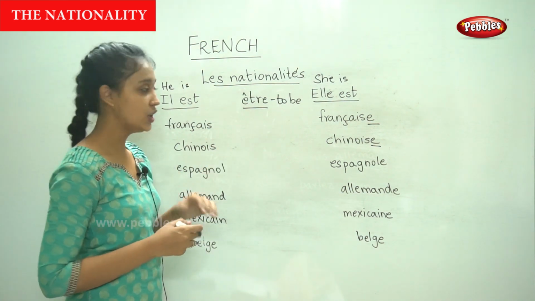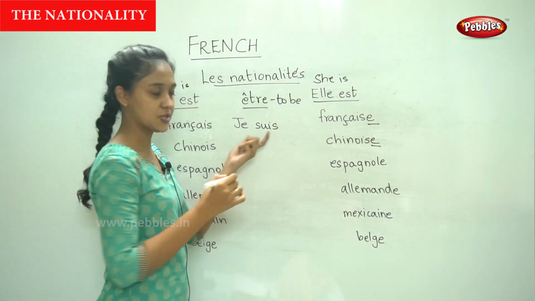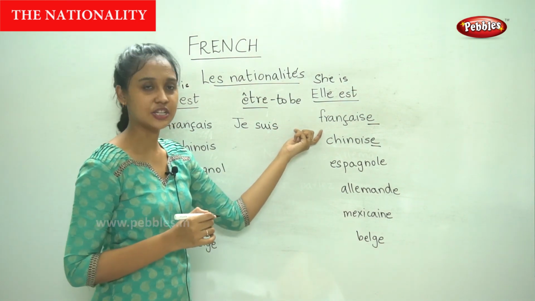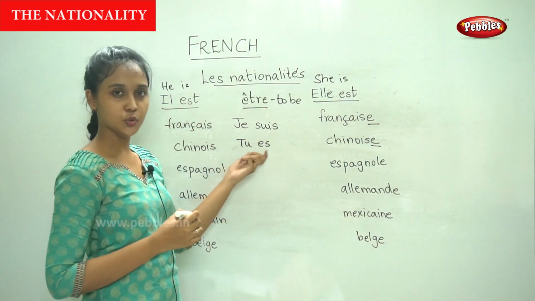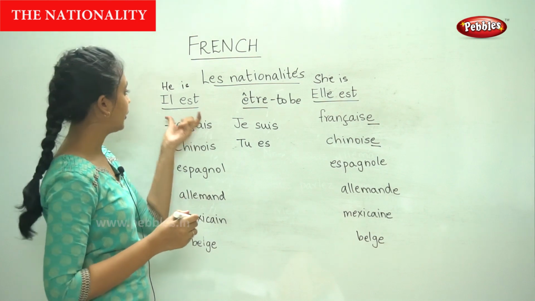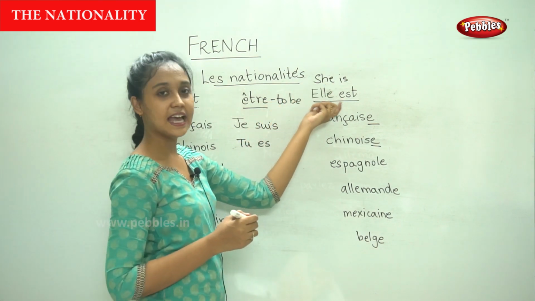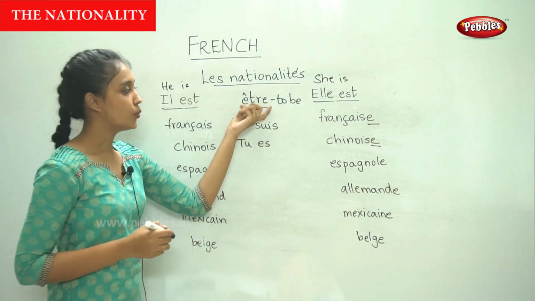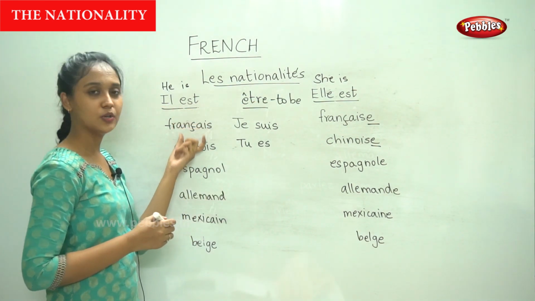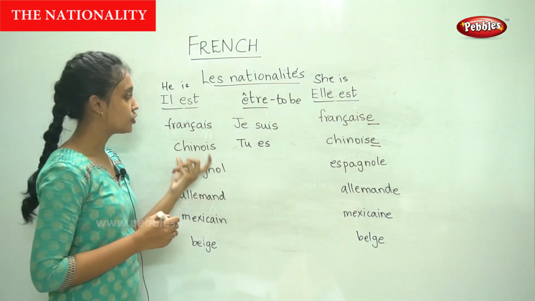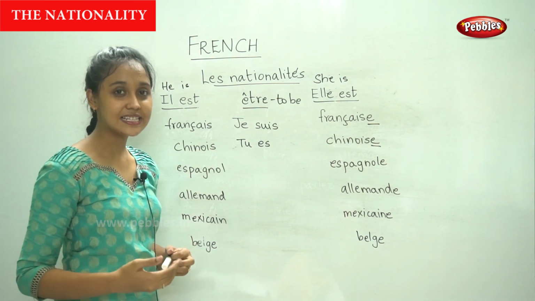So if you want to say your nationality, you begin with je suis. Je suis, and you say your nationality. For tu, it is tu es. You are. And as we already know, he is, il est, and she is, elle est. So we know how to use this verb, we know the subject, and we know the nationality. So I'm sure you'll be able to form some basic sentences. So do try to make more sentences on your own.